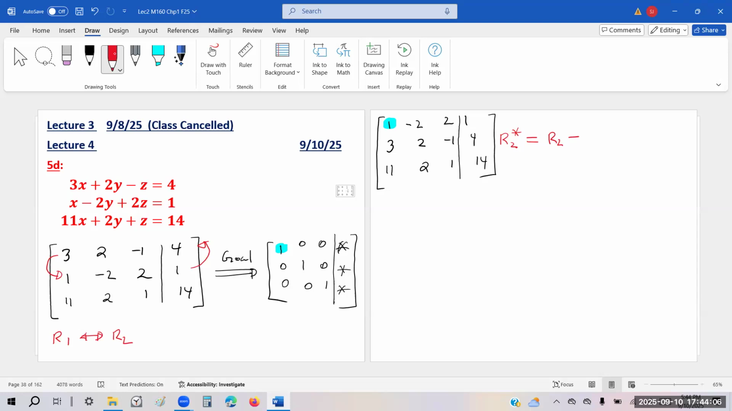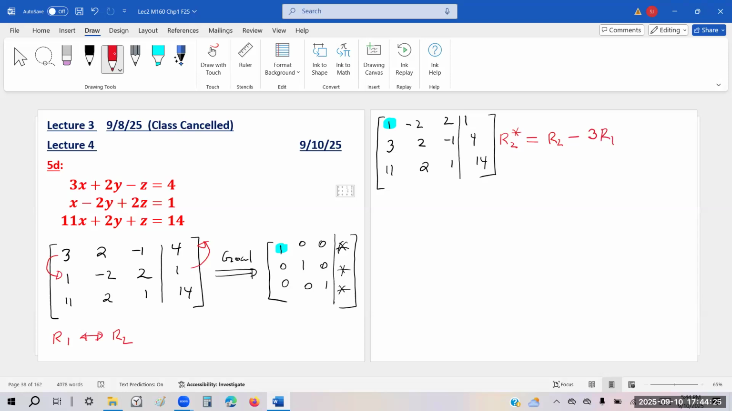So 3 times 1 is 3, and we subtract this one, we get 0. So you can easily get 0 here by multiplying this by negative 3. So row 2 minus 3 times row 1. This is the operation we are going to use: 3 times row 1.